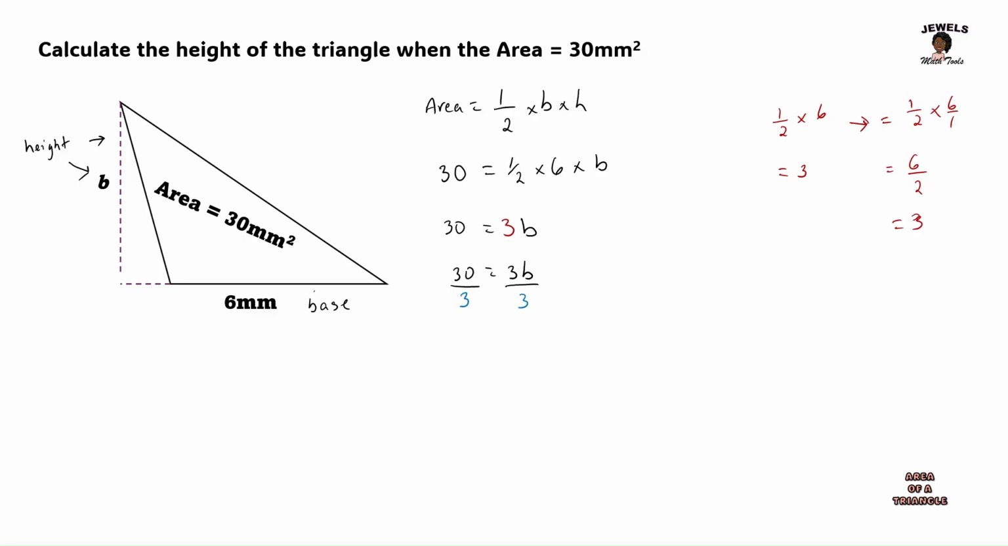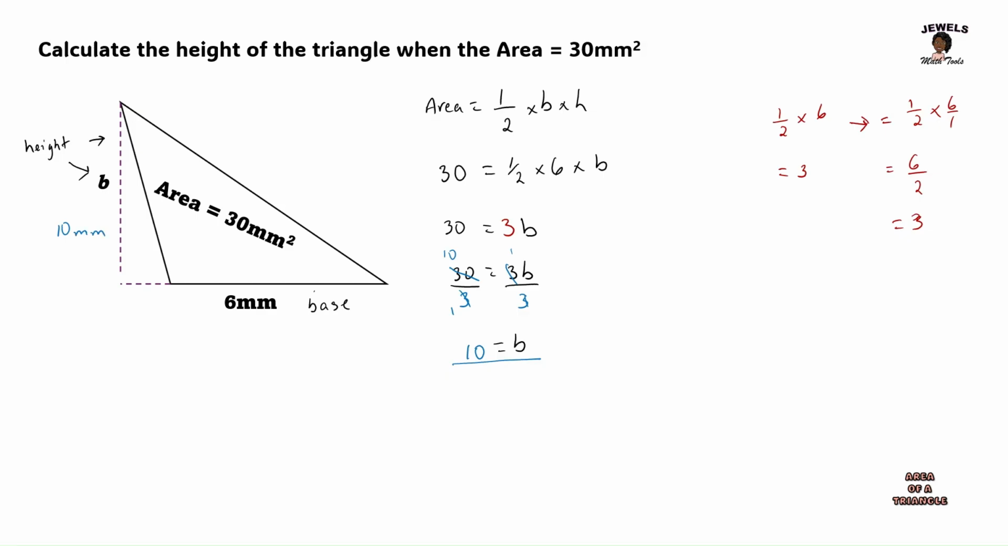So we're going to divide 3 into 3, which will cancel, leaving us with just 1. And remember that if we have 1B, that is simply equal to just B. And then on the other side, I'm going to be dividing 3 into 30, where 3 will divide into itself once. 3 will divide into 30 10 times. So that means that my B for this question is equal to 10. So that means that my height is equal to 10 millimeters.